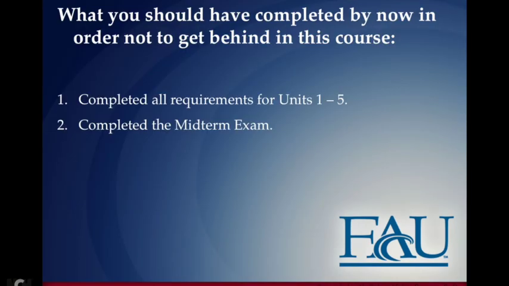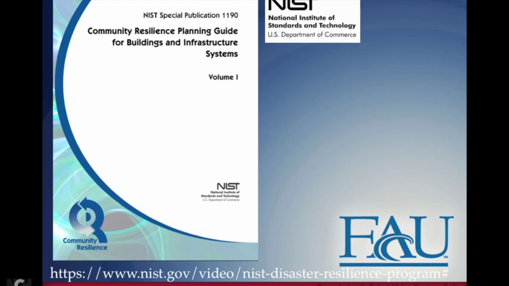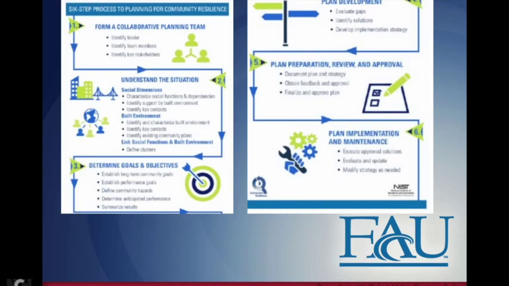In order not to get behind in this class, you should have completed all requirements for Units 1 through 5, and you should have completed the midterm exam. Going into the readings for this week, Community Resilience, we're covering the second half of the chapters from this report from NIST, and just to remind you about the 6-step process to planning for community resilience.